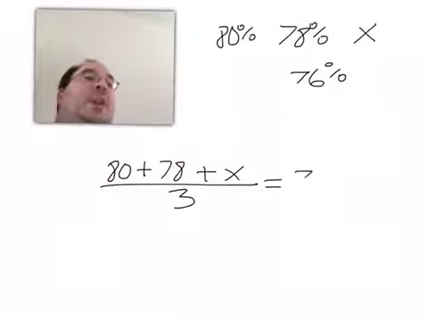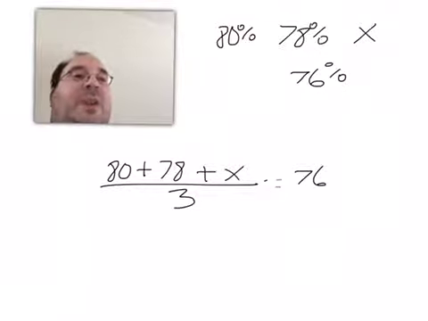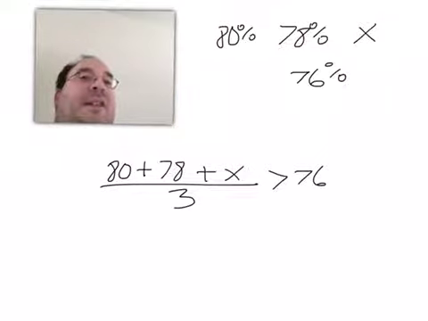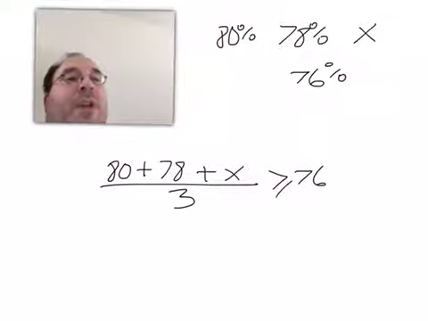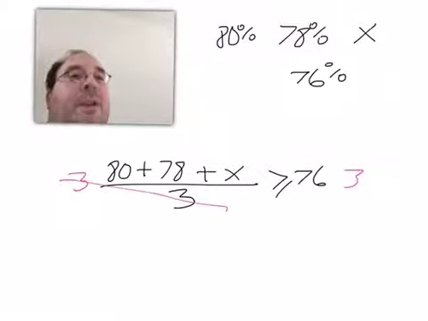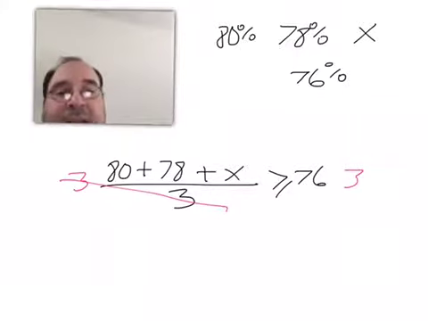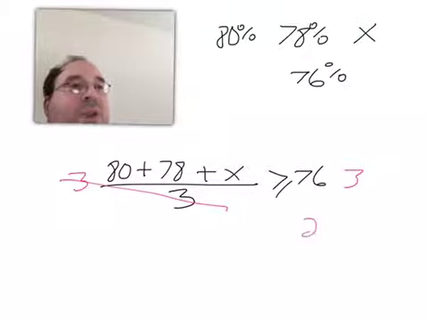And let's say overall I want to make sure I get at least a 76%. Just because we're doing inequalities, let's say I want this score to be greater than 76, okay? Or you could do greater than or equal to, it doesn't really matter. So I'm going to solve this by multiplying both sides by 3. So that goes away. And then I do 76 times 3, which is 228.